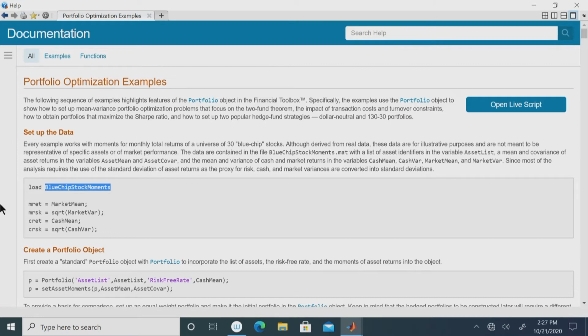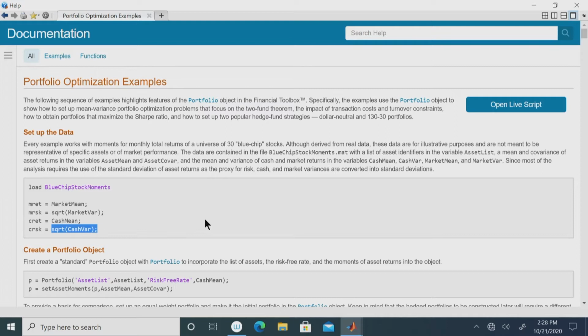Once you have loaded this, we define M ret, the market return, to be equal to the market mean, and the market risk will be taken to be the square root of the market variance. Similarly, we take the cash mean and identify it as C ret, and we take the square root of cash var, which will be taken as C risk.